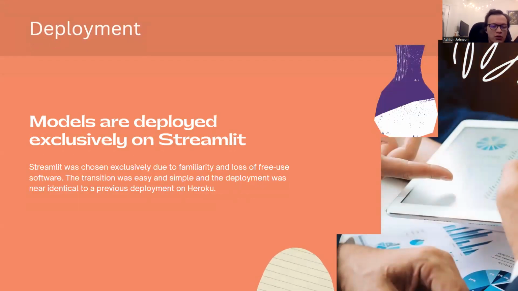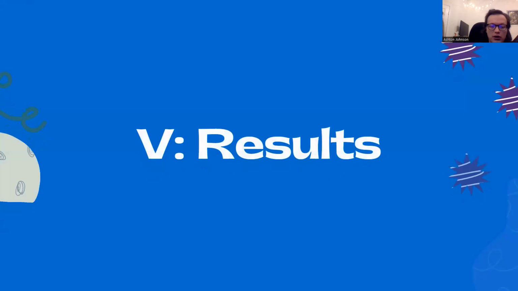Deployment. The model was deployed exclusively on Streamlit. During our lab, we used Heroku, but the free version ended, so I transferred my method to just using Streamlit, and it worked just fine for me. It was pretty easy. A good transition between the two since we'd already started on it.